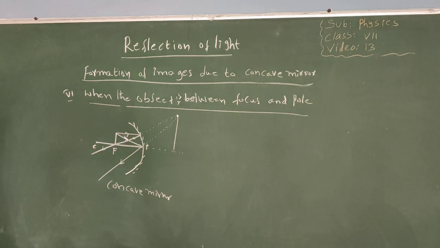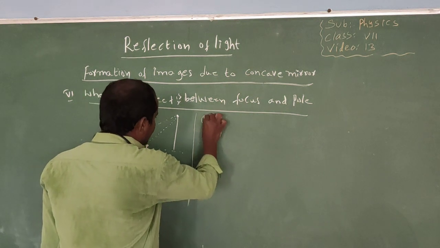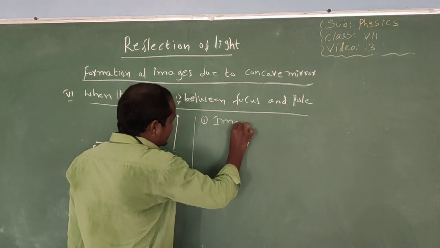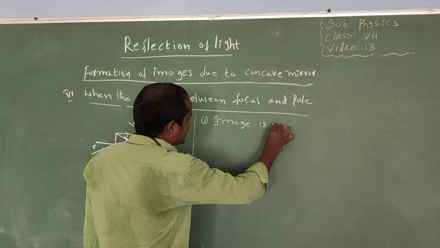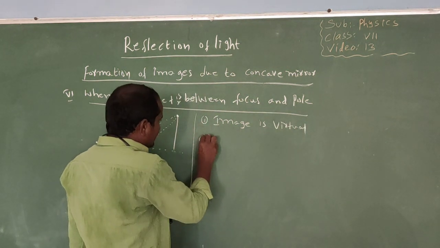Here the image is a virtual image, and the image is erect. Erect means upright. And the image is magnified. So what are the characteristics of the image? Here the image is virtual.